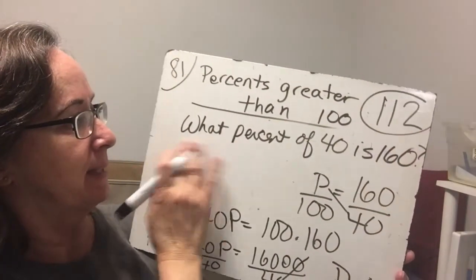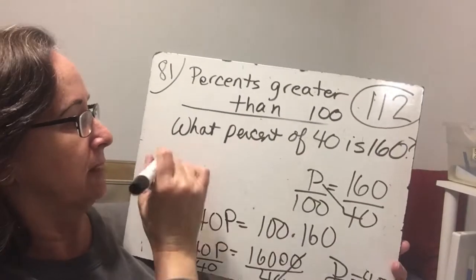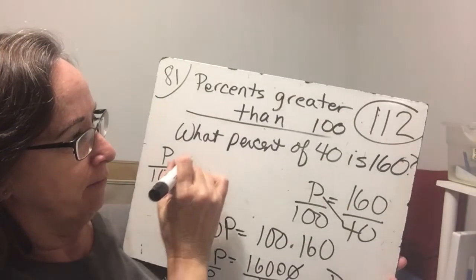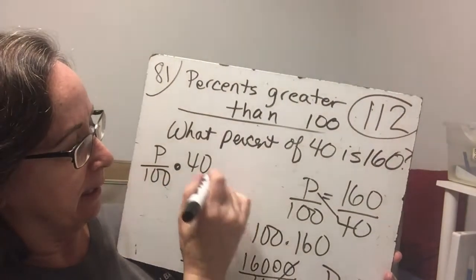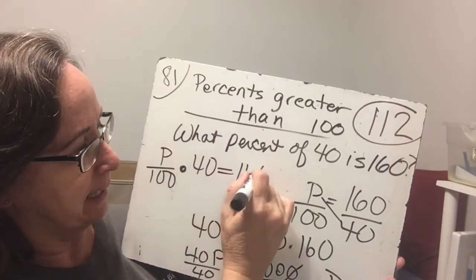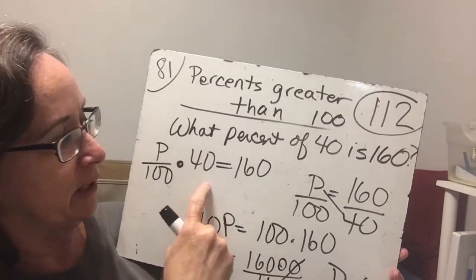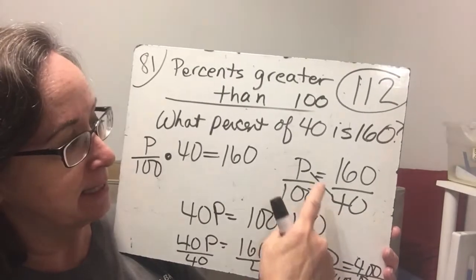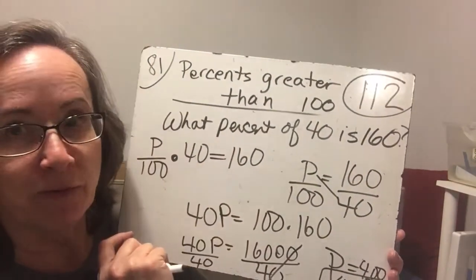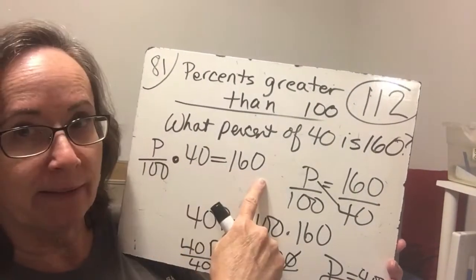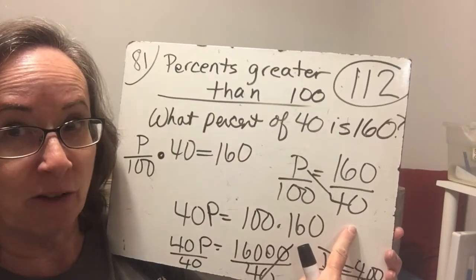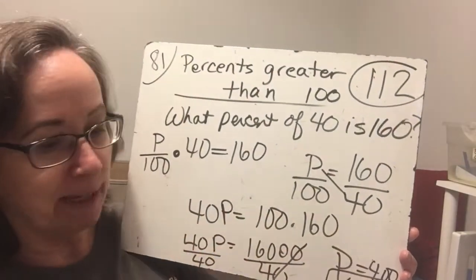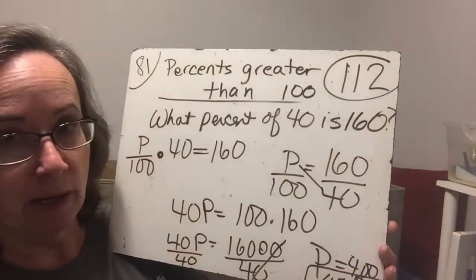Okay, now if I were going to do that my other way, then I would do it without this, and I would say, what percent would be p over 100 of 40 is times 40 is 160. Okay, can you see how this is going to be exactly the same as this when we divide both sides by 40? So if I divide this by 40 and this by 40, don't I get the ratio form? It's the same thing, isn't it? Okay, so now that we already know the answer, it's 400%.